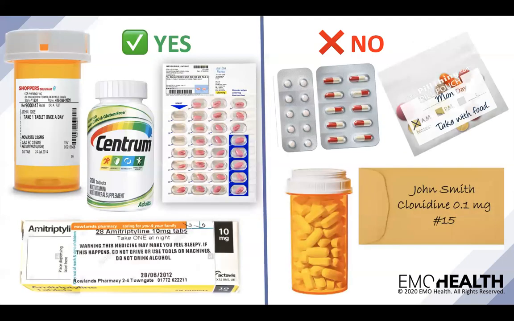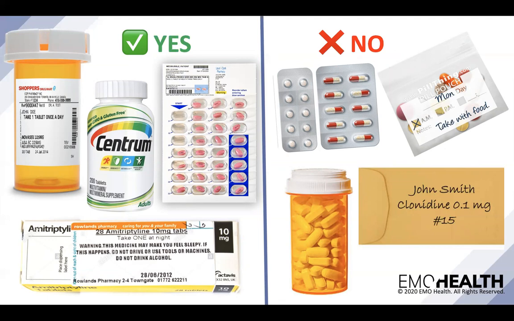So on the left side, these are all the acceptable labeled and packaged items that can be brought. So you can see you have a labeled vial, you have a Centrum multivitamin in the original package, you have a blister pack with the appropriate label at the top, and at the bottom you have a box of amitriptyline medication. Again, it's in the original packaging with the instructions.